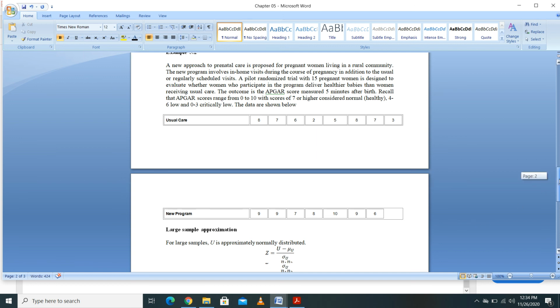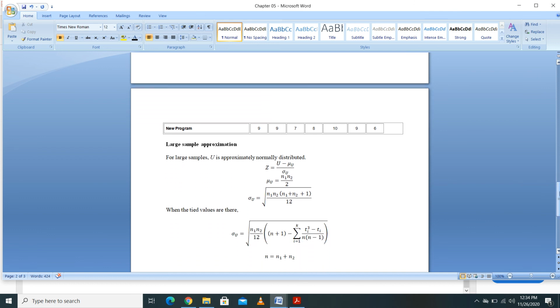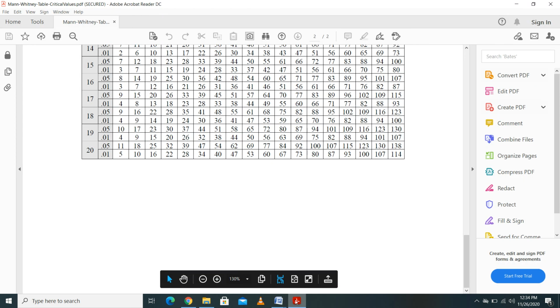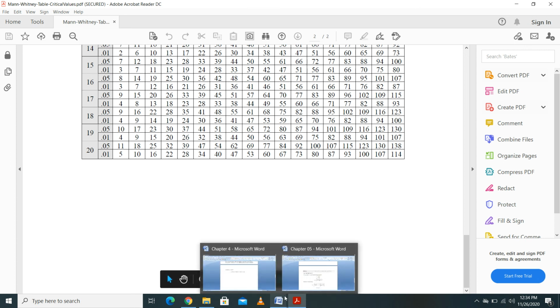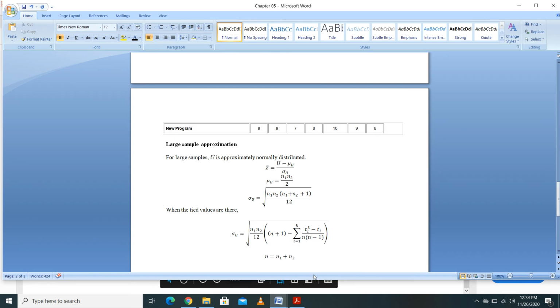And also you can use the large sample approximation. That is, you can go with the normal approximation when you have a large sample. If you look at the critical value table, you can see in the Mann-Whitney table, you have only the observations up to 20. That is, if you have a data set where you have more than 20 observations, then you can go ahead with the large sample approximation.